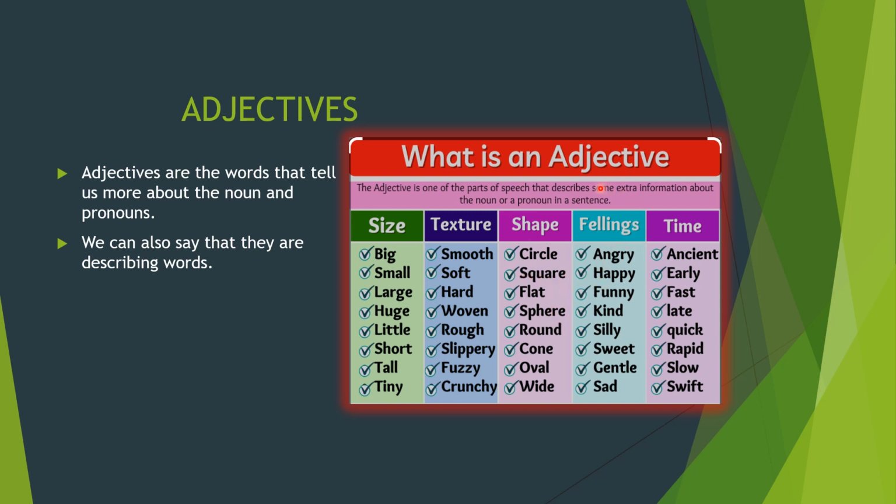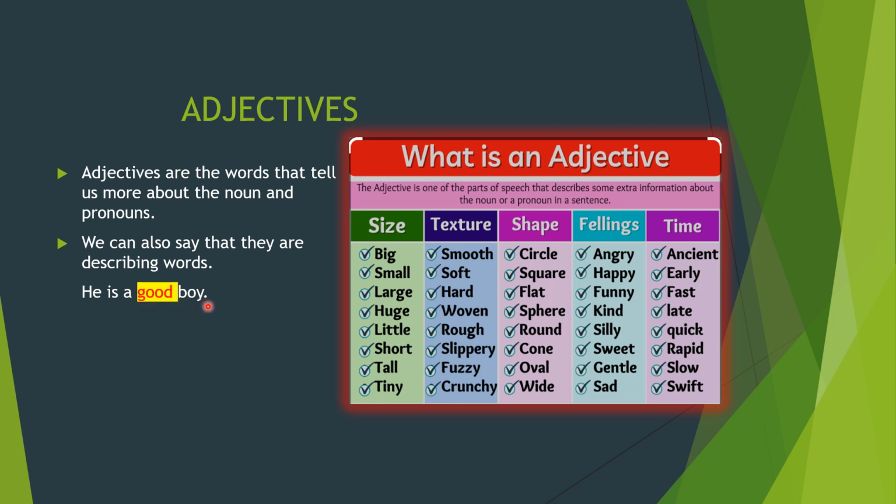Now feelings, though it is misspelled here, it is feelings. I'm so sorry for that. So angry, happy, funny, kind, these are all feelings. Now time: ancient time, early time, past, this could be past, okay, not fast, late, quick, rapid, slow, and swift. These are all adjectives. Let's talk about an example here in a detailed way.